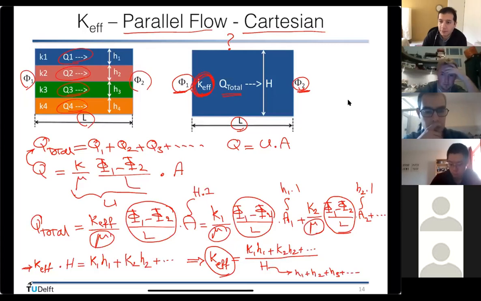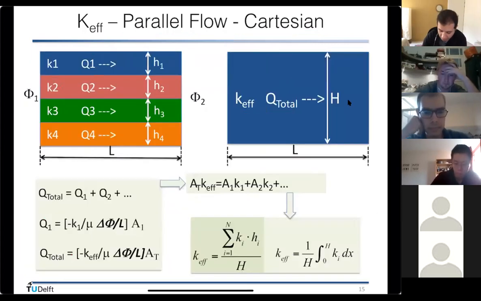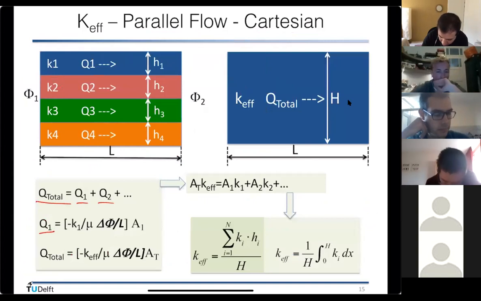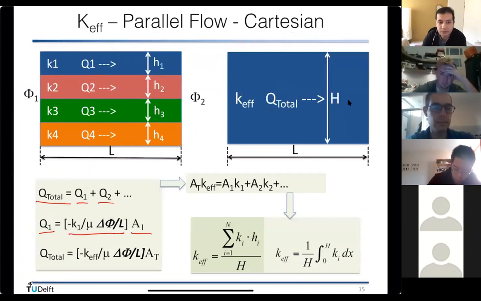If I want to type what I just wrote for you, it would look like this. We know that total Q is Q1 plus Q2 plus Q3 plus Q, and so on. We know each Q is cross-section area times velocity from Darcy's law. Here I write minus K over viscosity d phi, because it's the potential drop here. It's phi 2 minus phi 1. And then here I get the total flux, which is with K effective.